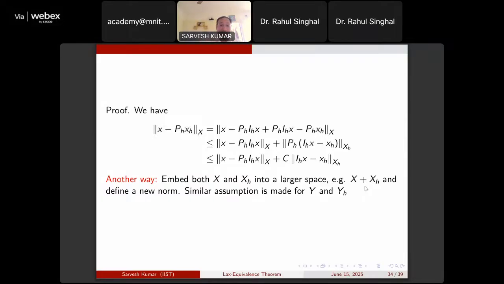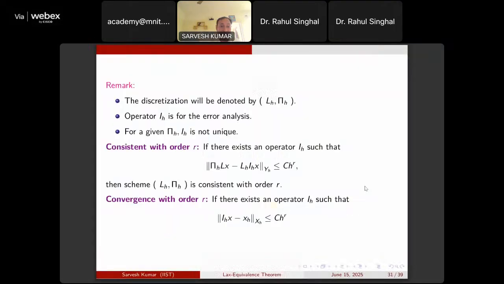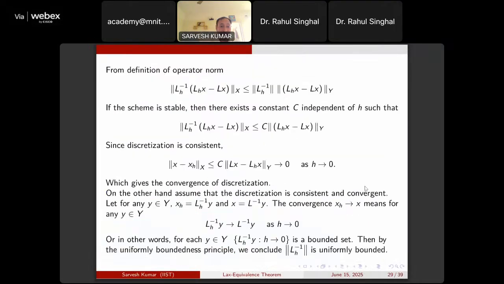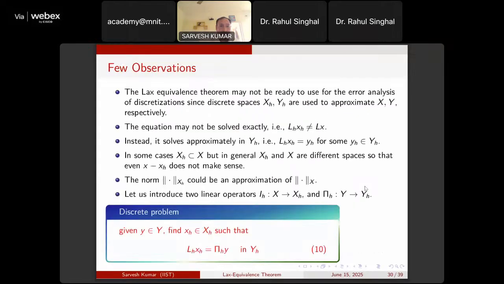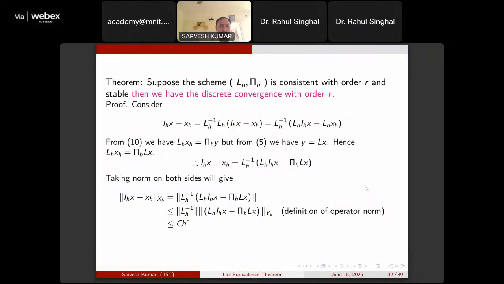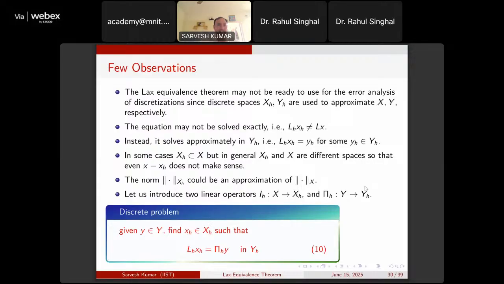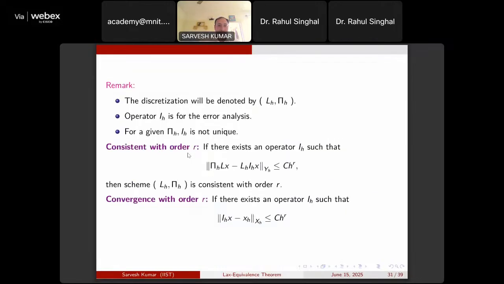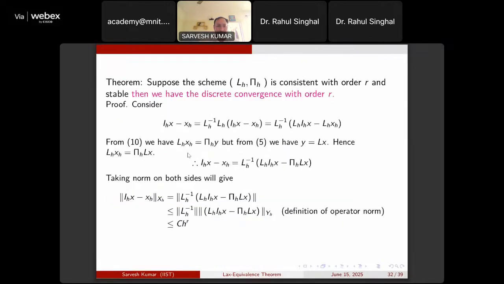So I just repeat why this is so important. This happened because XH is not a subspace of X. If XH is a subspace of X, then nothing to worry. You can work with X itself, because X minus XH will make sense. There is nothing to worry about. Everything we can do with X itself.